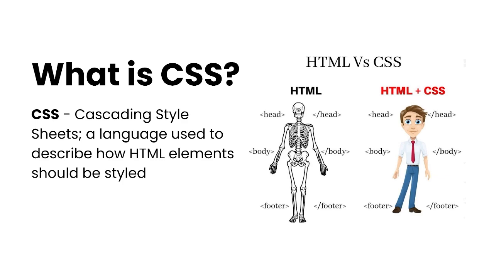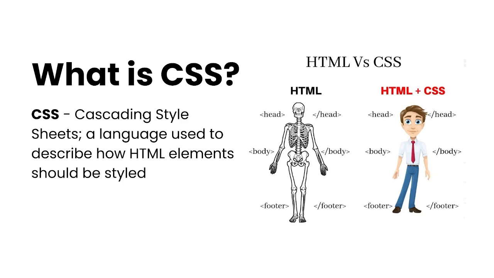Let's dive right in. Now we're going to talk about CSS. CSS stands for Cascading Style Sheets, and it's a language used to describe how HTML elements should be styled. So far, we've only made web pages where we can control the content and structure, such as which parts of the pages are headings and paragraphs, lists, images. We've been using HTML as the language to specify the content and the structure of the pages.